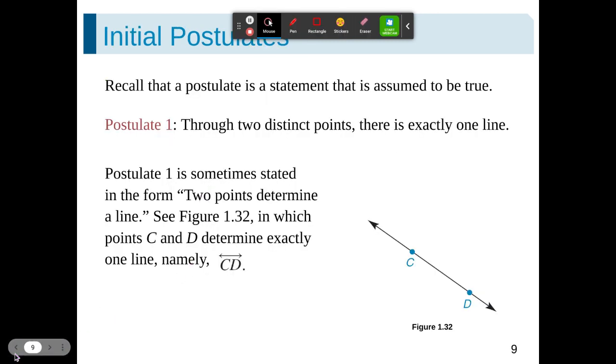All right, so I'm going to stop there with that one, and then we'll go to the second video, which will be about our initial postulates that we'll take a look at.